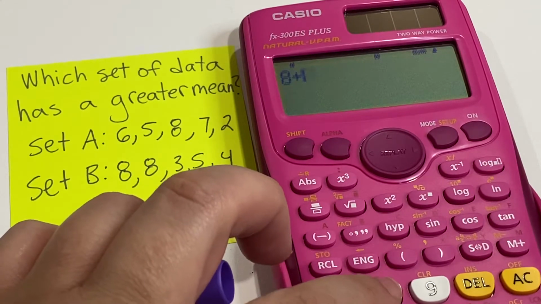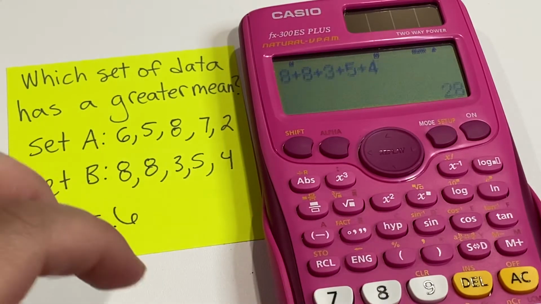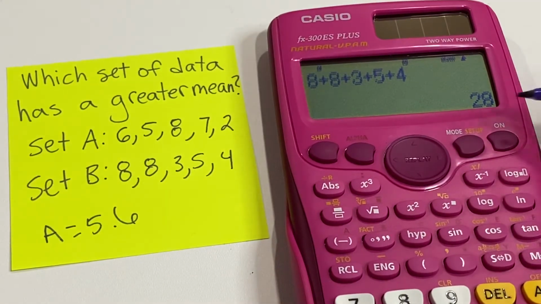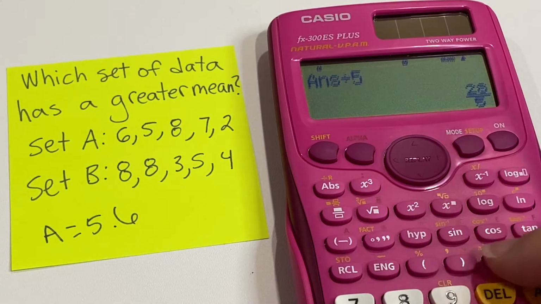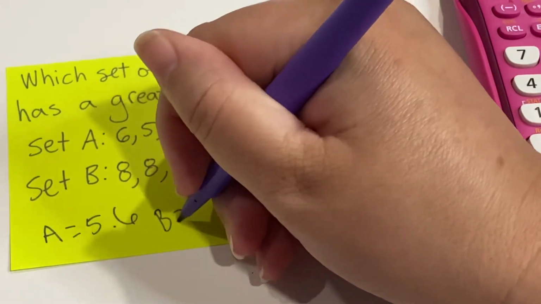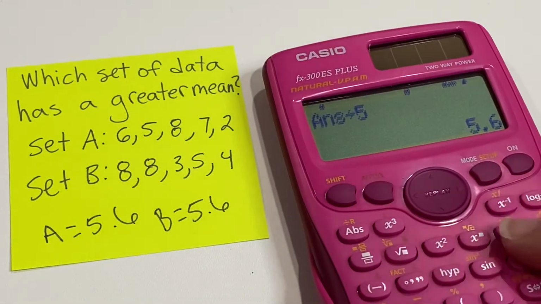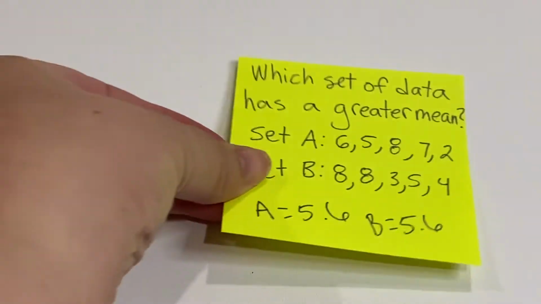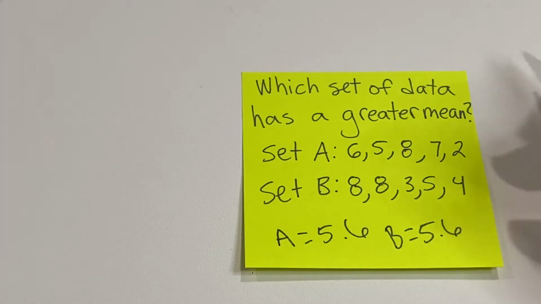8 plus 8 plus 3 plus 5 plus 4. And we get 28, so we're going to divide by 5. 5.6. So they actually have, in this situation, the same mean. So that definitely can happen where they have the same mean. So even though it's all these different numbers, their average or mean is the same.